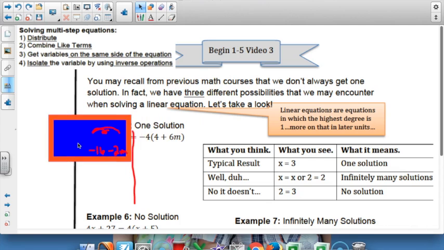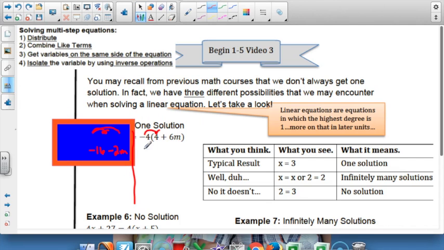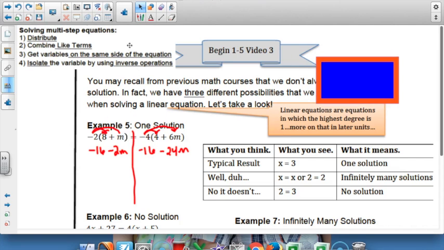Alright, now I'm ready to do this side, so I'm going to distribute that negative 4. Negative 4 times 4 is negative 16. Negative 4 times 6m, or positive 6m, is negative 24m. Alright, now distribution is complete.